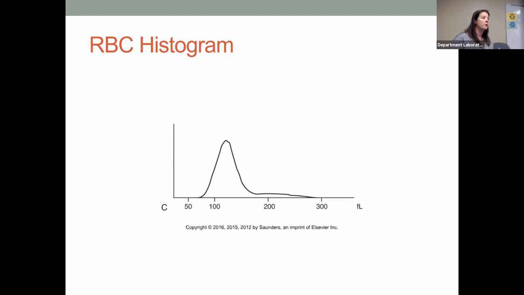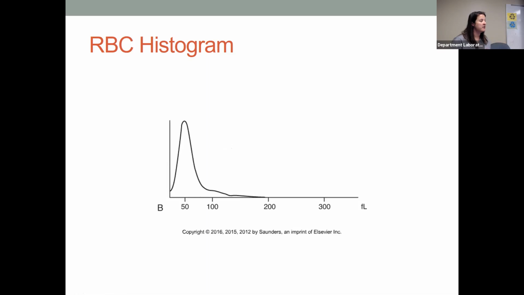Does everybody remember what anisocytosis refers to? Anisocytosis is the term for cell size. All right, so correlate your RDW with cell size. And that just means the wider your peak is, the higher the RDW, the more anisocytosis you're going to have present in your sample.